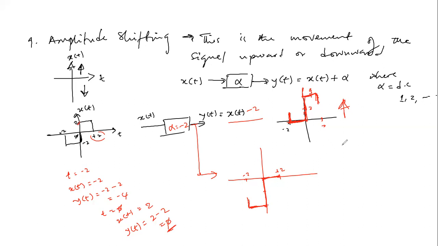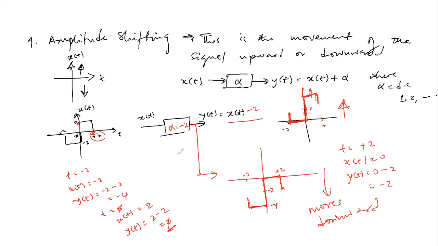Then at t equal to positive 2, S of t is equal to 0. And then y of t will be the same as 0 minus 2, which is equal to -2. So this is -2 here, this -4. I can see the signal moves downward when the scaling parameter is negative.